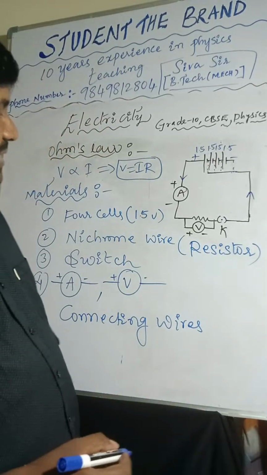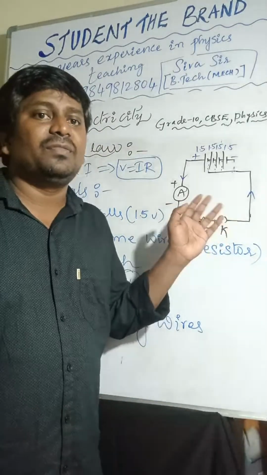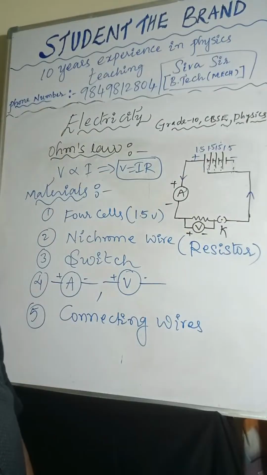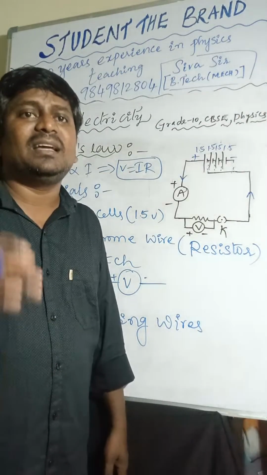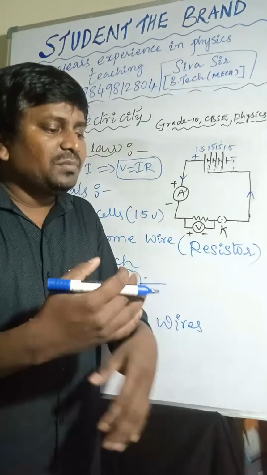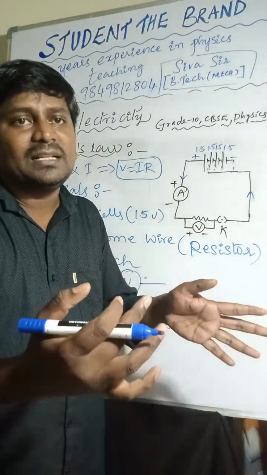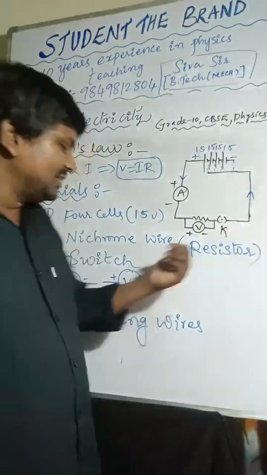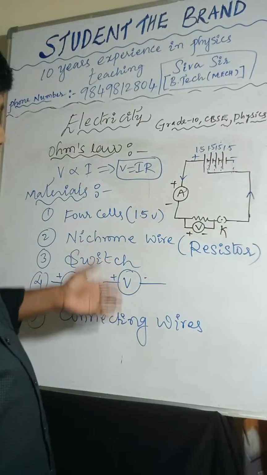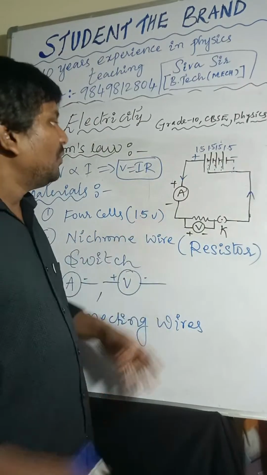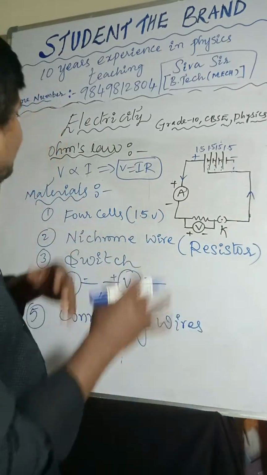It is an alloy of nickel, chromium, manganese, and iron metals. Yes, it is a nichrome wire. And ammeter, voltmeter, switch, connecting wires. Okay.